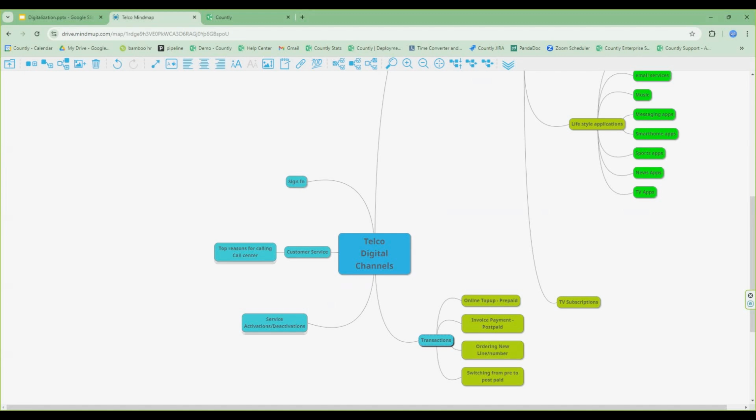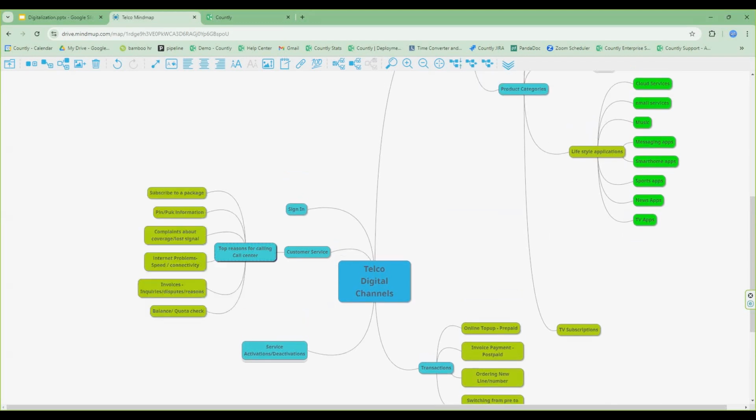Then another most important thing, which is a key factor, would be looking into top reasons. Why are the customers coming to our physical channels?